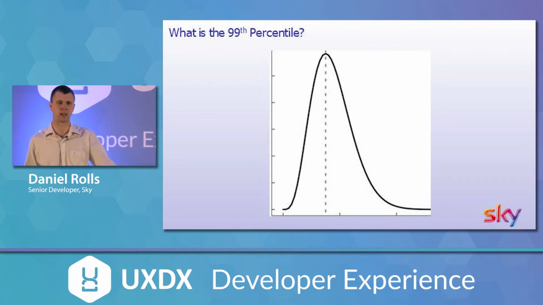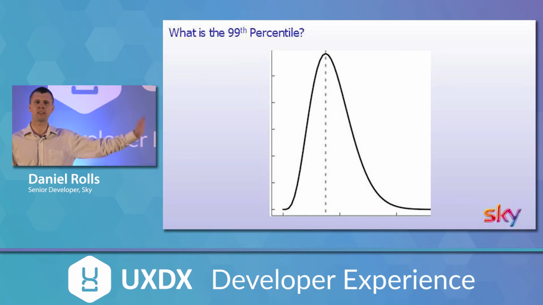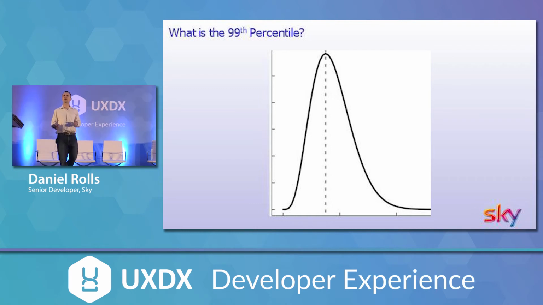If we go to the next slide, maybe you're picturing some sort of distribution, and it's at the top end of this distribution, right? If you had 100 response times in order, from fastest to slowest, it would be the 99th. If you had 1,000, it would be the 990th, right?